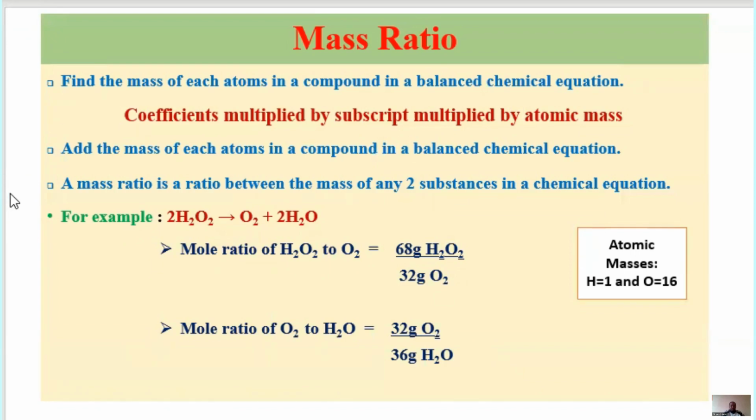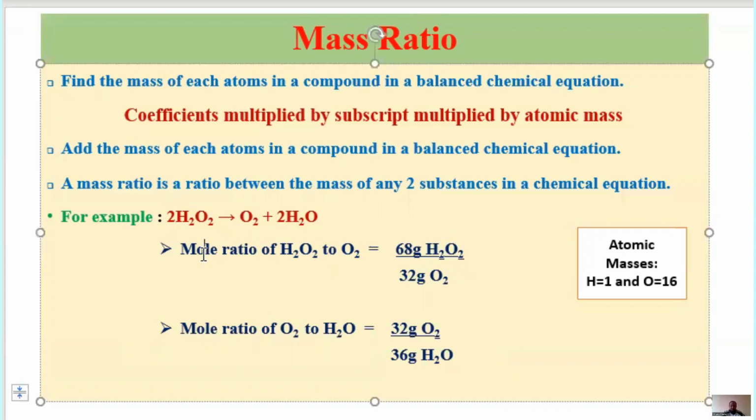Add the mass of each atom in a compound in a balanced chemical equation to obtain the total mass of the substance. A mass ratio is a ratio between the mass of any two substances in a chemical equation. For example, hydrogen peroxide decomposes to give oxygen and water. This is a mass ratio, and this one also is a mass ratio.